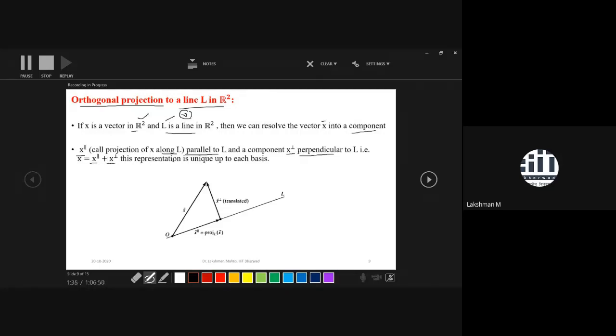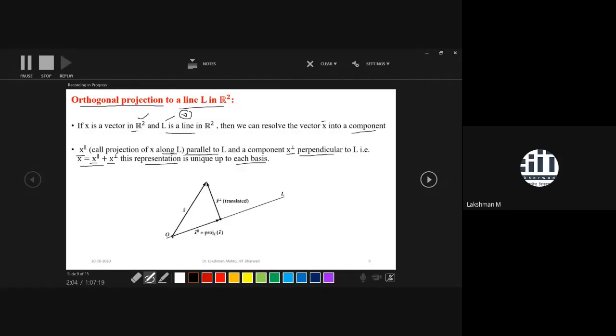And this representation is unique up to each basis. This representation is always unique. If you change the basis, you will definitely get the same thing, but the representation would be different. So unique up to each basis. I had already mentioned what the basis would be: the basis is your standard basis. So the vector x you have already taken.